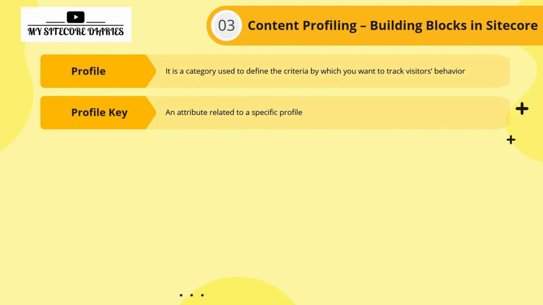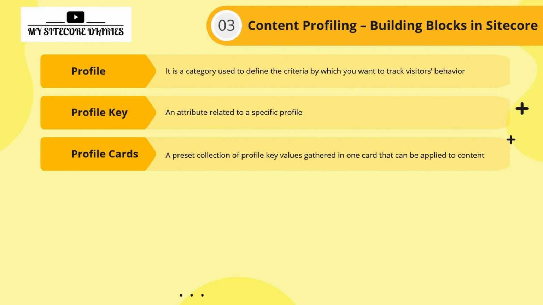Then what is a profile key? An attribute related to a specific profile. So profile keys are the attributes of the profile. The category which you define will have attributes, and those are called profile keys. Profile cards: a preset collection of profile keys and values gathered in one card that can be applied to content. So basically a profile card can be associated with the content, and the profile card will contain the profile keys of the profile, and it will have some values specific to that profile card.